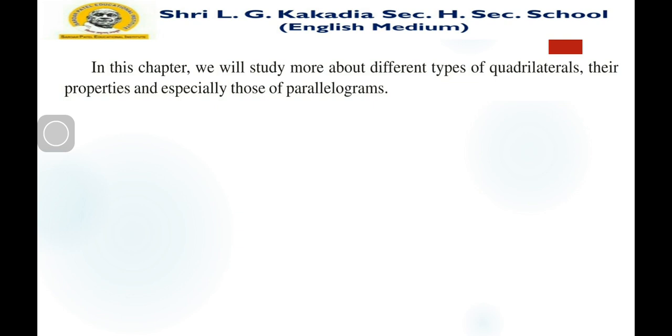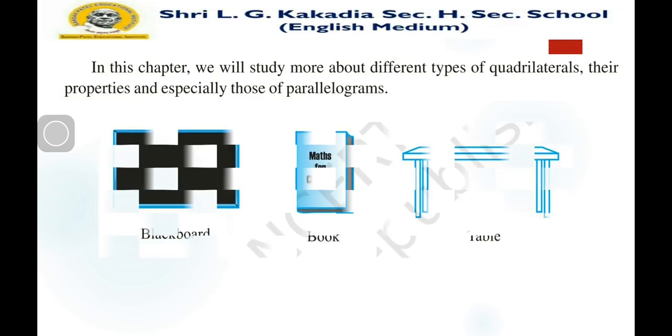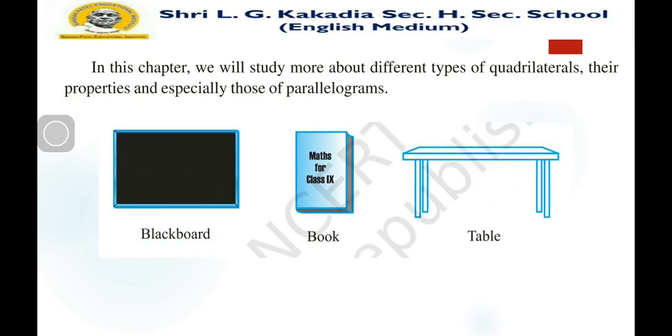If the opposite sides of a quadrilateral are parallel, then it is known as a parallelogram. So let us take some examples. What is a parallelogram? Here you can see a blackboard, a book, and a table.